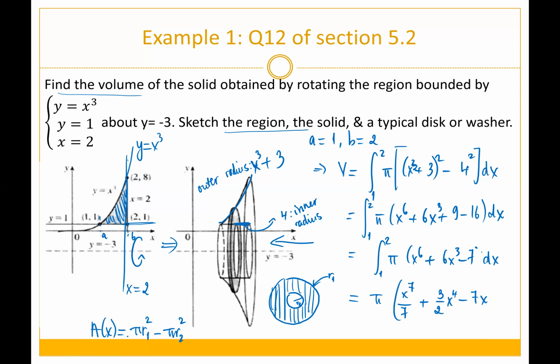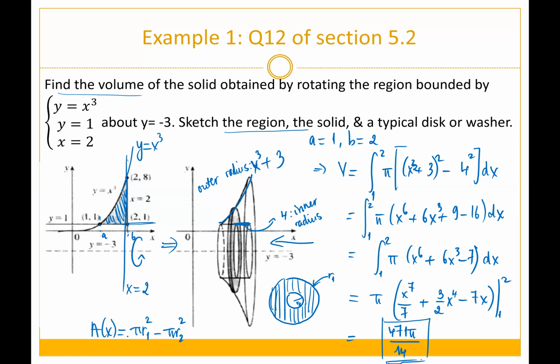Integral 1 to 2. And if you do the calculations, what you end up having is 471 pi over 14. So that's my final answer. The calculations are not that important. It's more about setting up the problem in this situation.